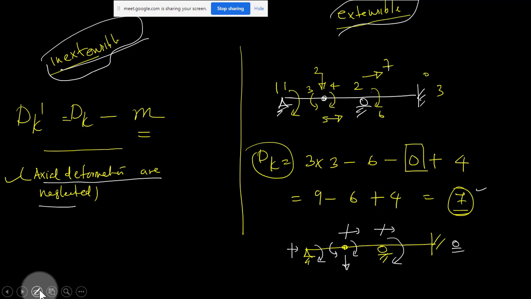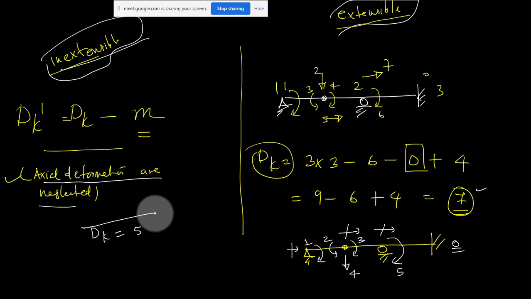And if you take axial deformation neglected, that condition, or members are inextensible, if that is given in this question, your answer is 1 degree of freedom. And second is rotation, third is rotation, fourth is vertical movement, and fifth is a rotation. Your answer is Dk equal to 5. This is your answer, 5. So you can get the same answer from here also.